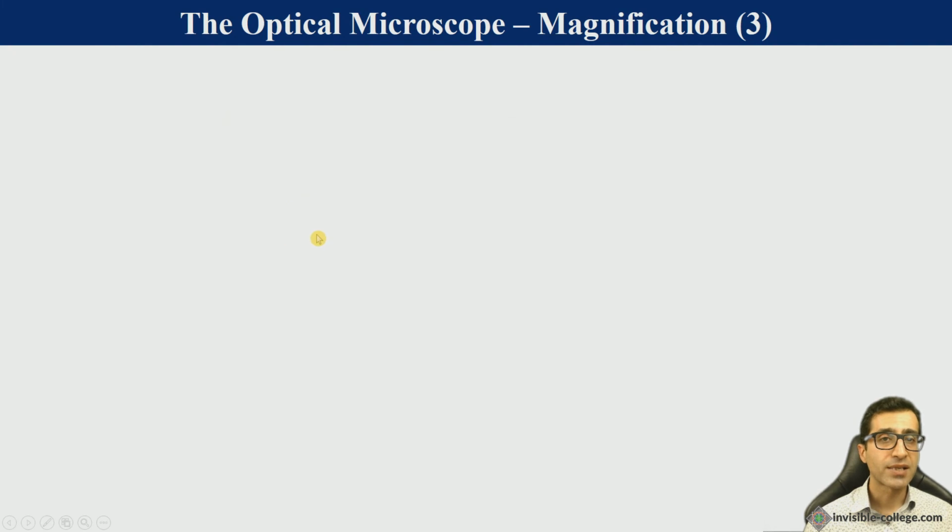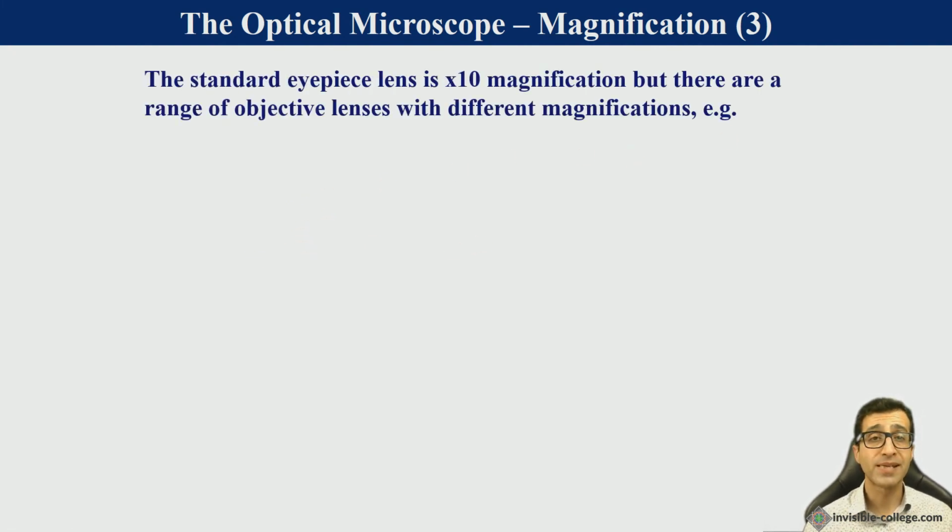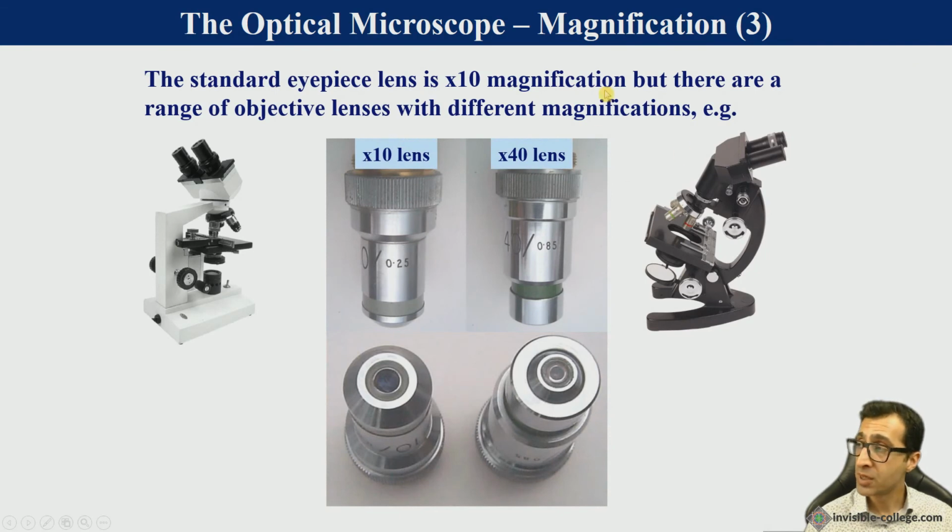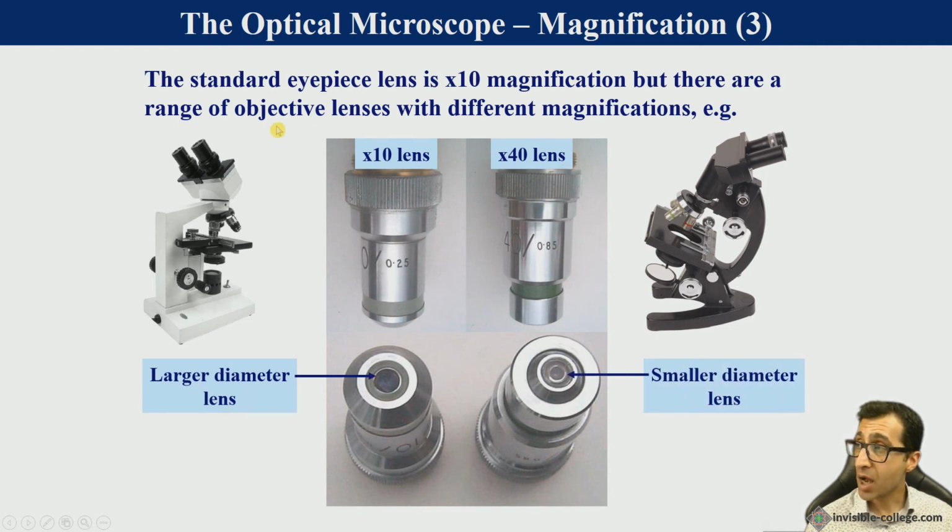So let's have a look at how we calculate magnification using a couple of examples here. Now, the standard eyepiece lens is ×10 magnification, but there are a range of objective lenses with different magnifications. So for example, you can have a ×10 objective lens, which you can see here, or you can have a ×40 lens. Now, typically, the higher the magnification of the objective lens, the smaller the diameter of those lenses.